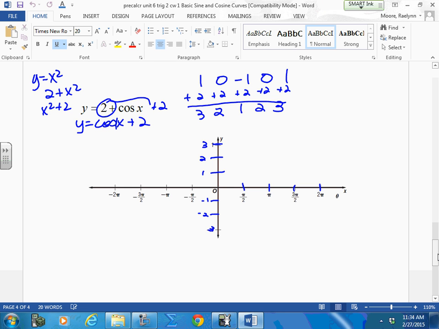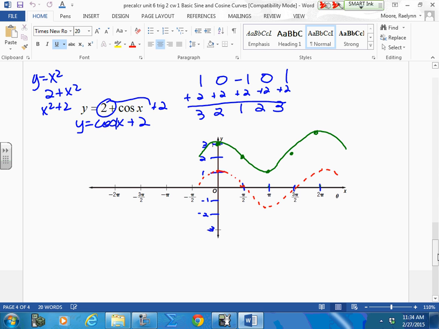So now I start here at the 0 degrees, I'm at the 3. At the 90, I'm at the 2. At the 180, I'm at the 1. 270, 2. 360, 3. Here's my curve. See it? Here was my original curve. I walked everybody up 2, up 2, up 2, up 2, up 2. I made everybody go up 2 units, right?